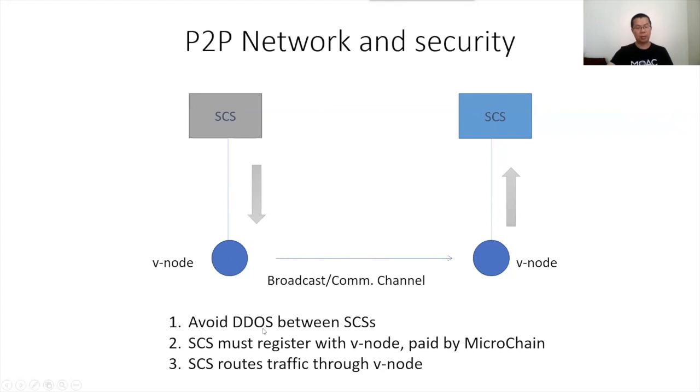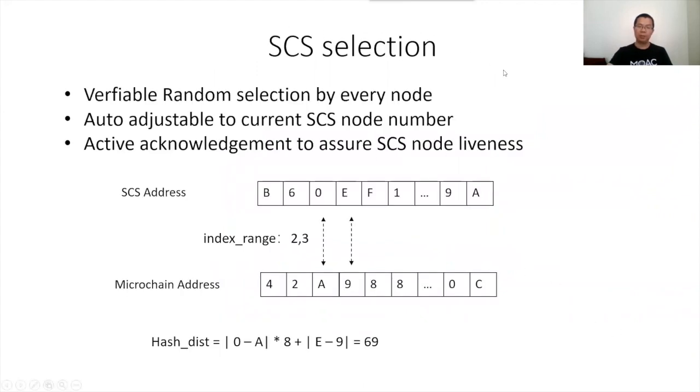So in that way, we can avoid a decentralized or distributed DOS between SES, and SES must register with a V node and be paid by the microchain. Or the traffic will be routed through the bottom layer. This is very important because that's a great difference between microchain and sidechain. And that's the guarantee of why microchain has a similar level of security as a mother chain and much higher security than sidechains. Okay, briefly talk about this.